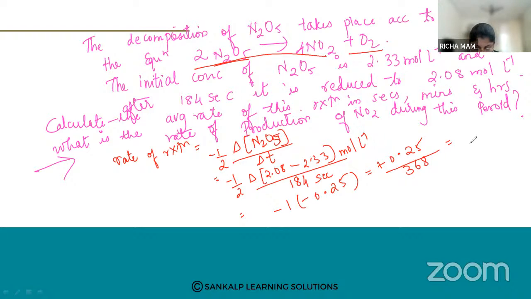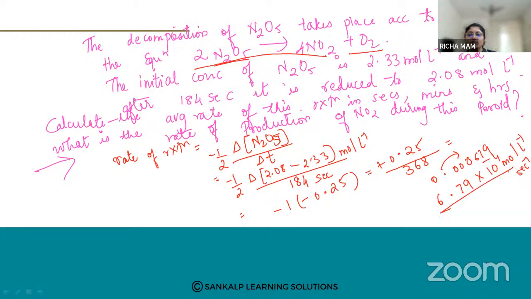Okay, I have got how much? I have got 0.000679. So if I shift the decimal, 1, 2, 3, 4, it will be 6.79 into 10 raised to minus 4 mole per liter per second. So this is the rate of the reaction. I hope you have got it.